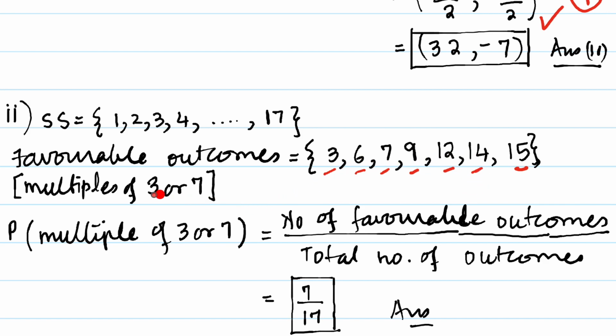Okay, so totally we have 1, 2, 3, 4, 5, 6, 7 outcomes. So the probability of multiple of 3 or 7 will be number of favorable outcomes upon total number of outcomes. Favorable outcomes, as we counted, it is 7, and the total is 17. So 7 upon 17, and that is our answer. So we have 1 mark here, 1 mark here. That's how we get our 2 marks.